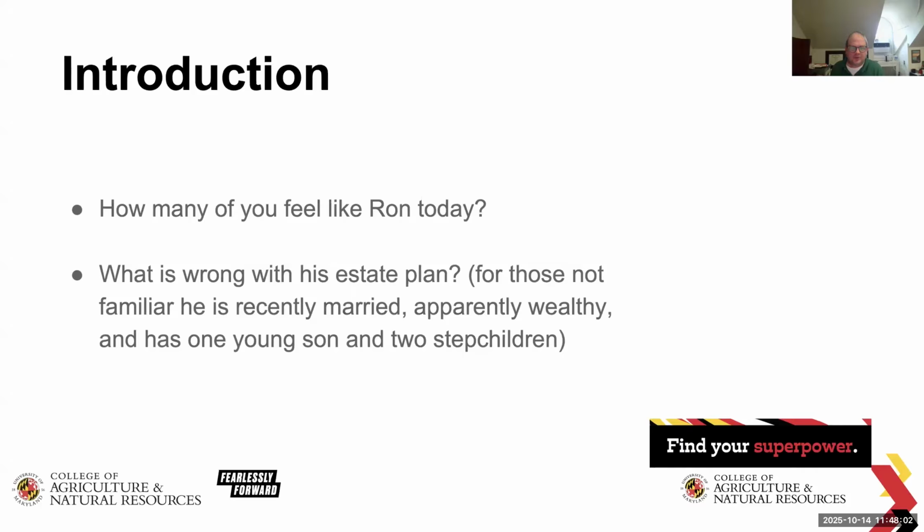If you're not familiar with the character from Parks and Rec, by that point he's recently married, apparently very wealthy from buying gold for years and burying it in his backyard. He has one son and two stepdaughters. There's a lot of things he does wrong in the initial estate plan, with not thinking about his family and other things. We'll talk about some of the other tools here in a minute and then get into the case studies.